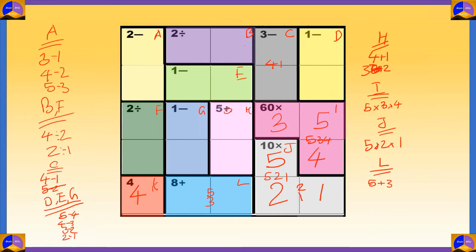Now in cage B, the options are 4 divided by 2 and 2 divided by 1. We are sure that 2 will come in cage B because 2 is there in both the options. So 2 can't come here because then it would be a repeat of 2 in the same row. So the 2 will come here and 3 over here.